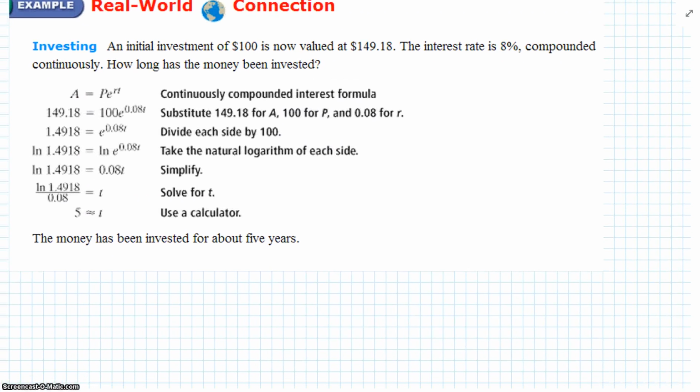So investing. An initial investment of $100 is now valued at $149. The interest rate is 8% compounded continuously. So how long has the money been invested? So I got A equals P e to the rt. Now it's just plug and chug. And what do you notice? Our variable is an exponent. So we get it combined where we get 1.4918 equals e to the 0.08t. Take the natural log of both sides and then just simply solve for t.